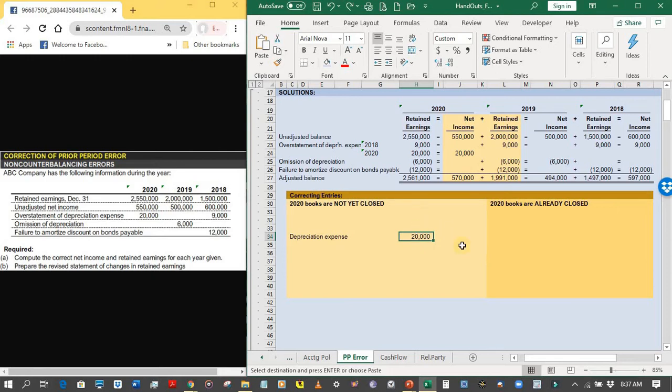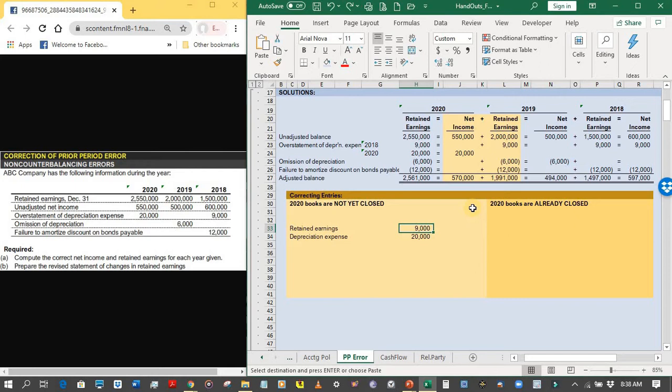And to correct the net income in the prior period related to the overstatement of depreciation expense in 2018, we need to adjust the retained earnings at the start of 2020. That is by increasing retained earnings by 9,000 pesos. And the entry to increase retained earnings involves a credit to retained earnings for 9,000 pesos.